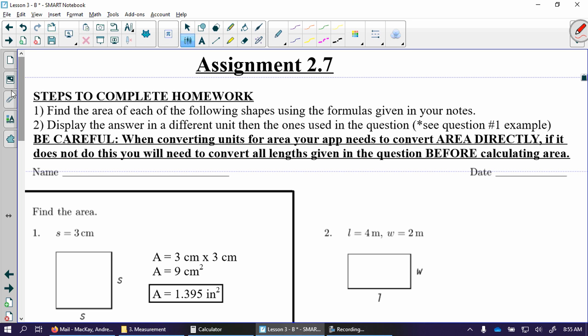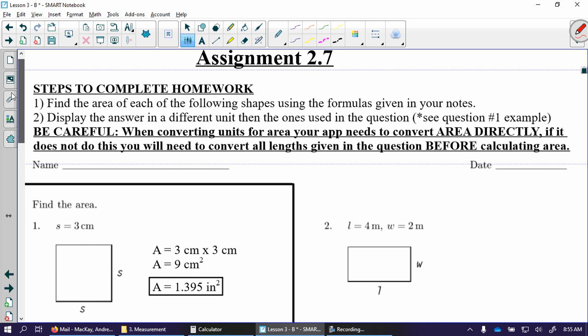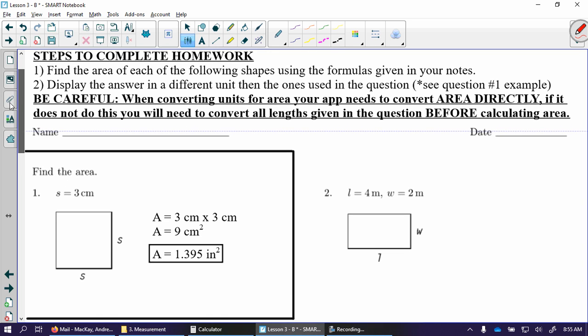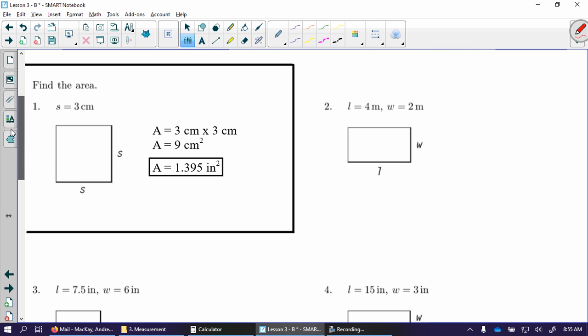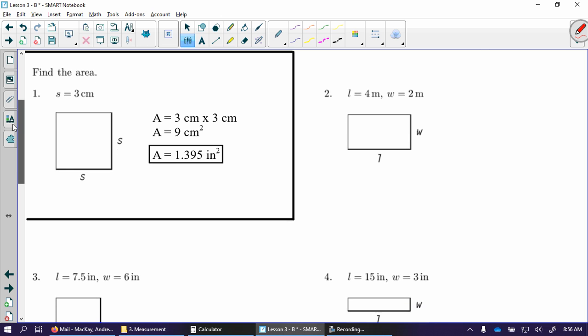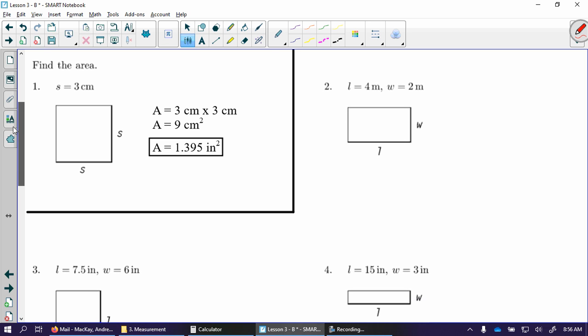Find the area of each shape using the formula given in your notes. Display your answer in a different unit than the ones used in the question. See question 1 in the example. So we're going to go back and take a look at that. Be careful in converting units. The area for the app, convert it directly. This one, if you have 9 square centimeters, the area in square inches with the app, because you make sure you're set to the area function, would be 1.395 square inches.